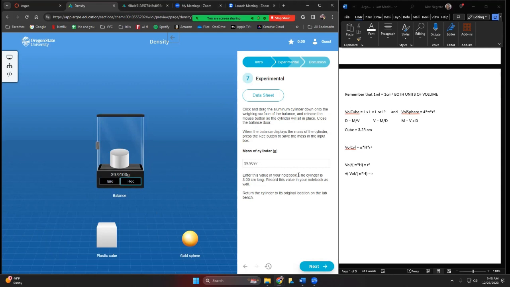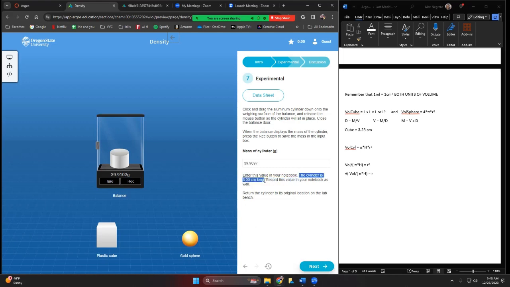Enter this value in your notebook. And again, I did remind you earlier to write this stuff down. It is on your data sheet here. Here's the one for the cube. You're not going to see the one on the cylinder until you hit the next button. But beyond this, make sure you are reading all this because it does state this.